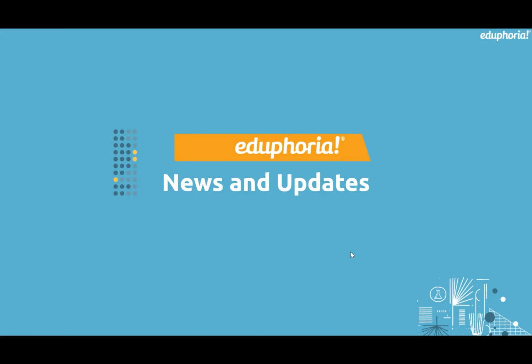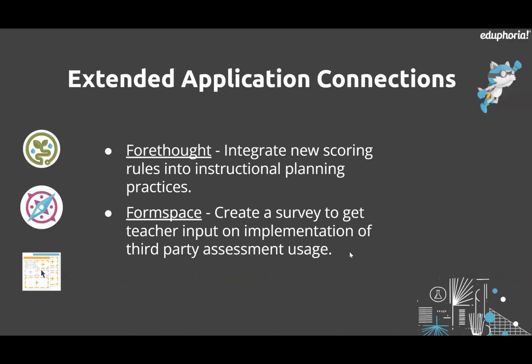All right, I'm going to go ahead and cover news and updates because we are getting close to 3 o'clock. So we always like to give you extended application connections here and talk to you about how Forethought integrates very well with new scoring rules. So that would be a piece that you could take into Forethought and make sure that you're planning for. What does that look like in your instruction? Are you making sure that you add some of these scoring methods to your daily practice and keeping account for that?